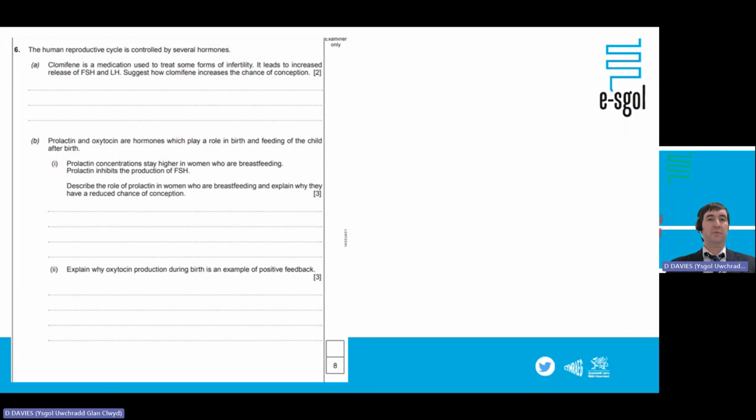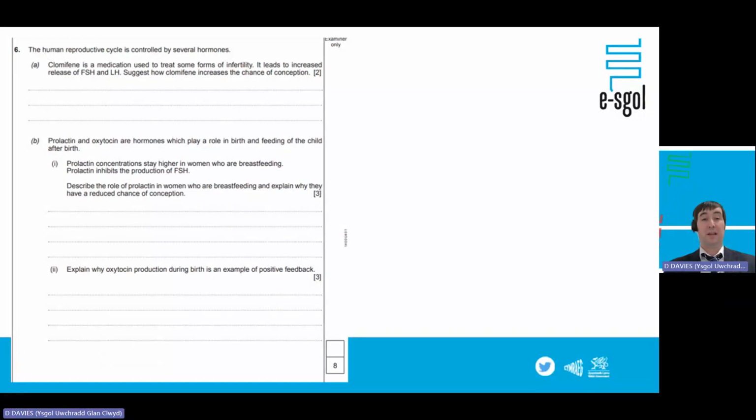Okay, another one. Clomiphene, a medication used to treat some forms of infertility, leads to increased release of FSH and LH. Suggest how that increased the chance of conception. So think about what those hormones do in order to increase the release of something else. Okay, prolactin, oxytocin: hormones play a role in birth and feeding. Prolactin concentrations stay higher in women who are breastfeeding. Prolactin inhibits the production of FSH. Describe the role of prolactin in women who are breastfeeding. Explain why they have a reduced chance of conception.